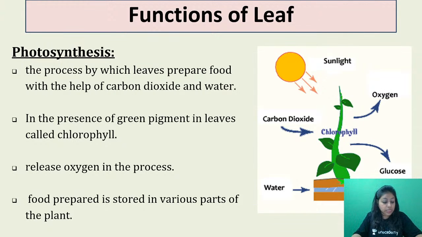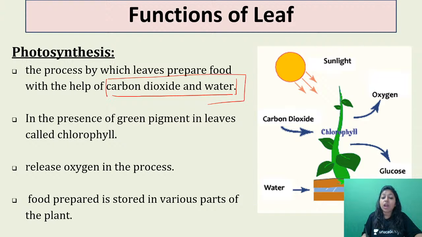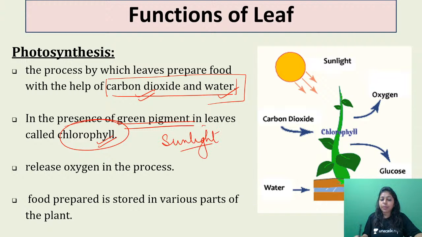Now, next we are talking about photosynthesis. What is photosynthesis? As you have already told me, it is a process by which the leaf prepares food. So now how does the leaf prepare food? It needs some raw materials. So those raw materials, this portion we have already done in the previous chapter, that is how photosynthesis takes place. So now, using carbon dioxide and water, which are the raw materials, in the presence of the green pigment which is there in leaves, chlorophyll, and using sunlight, the plants prepare food.